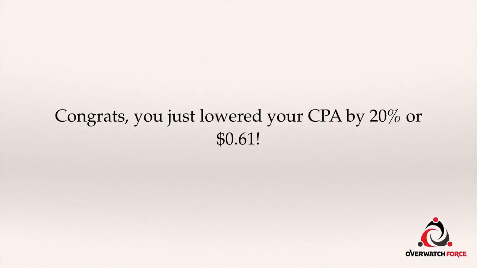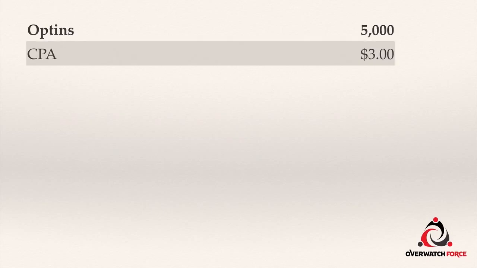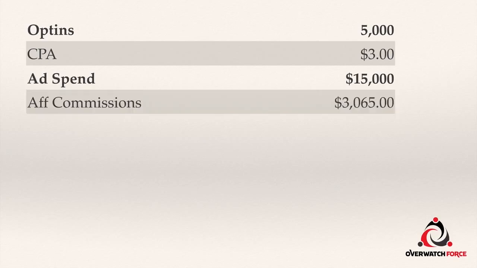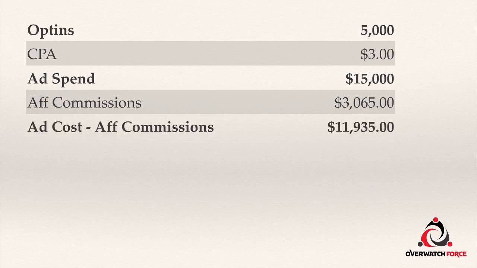Now, congratulations. You just lowered your CPA by 20% or 61 cents, and I'll show you how it works. You got 5,000 opt-ins. Okay, we're going back to where these leads came from. Okay, 5,000 opt-ins. You told your agency, remember, you told them you could spend $3 per opt-in. So you take 5,000 and multiply it by 3. You get $15,000. Real simple math there. Okay, so you spent 15 grand. You just made in affiliate commissions $3,065. Okay, so you take your ad cost, you subtract out your affiliate commissions, you got $11,935.